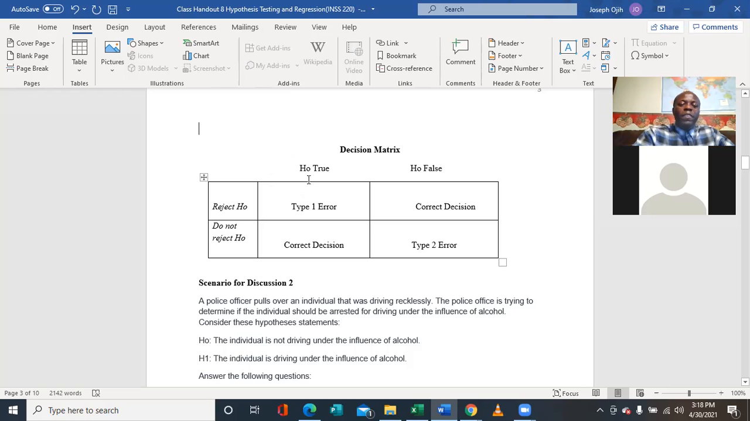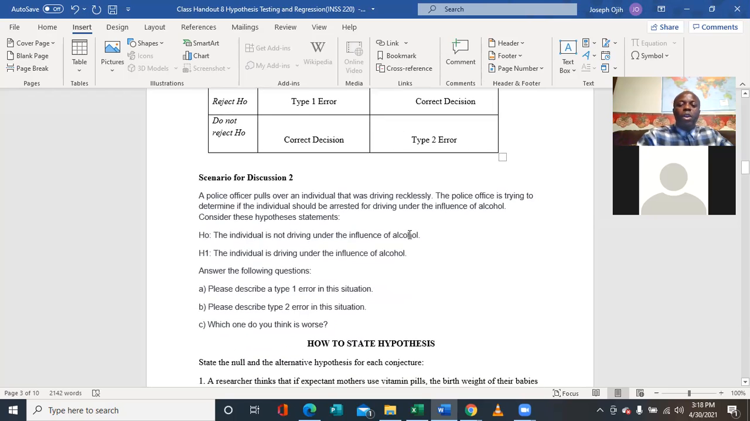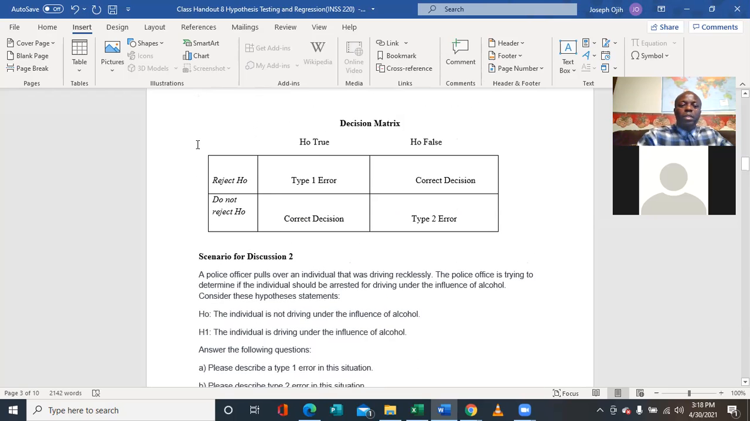So now this here says if H0 is true and you rejected it, that's reject H0, that means you have committed a type 1 error. If H0 is false and you reject it, that means you have made a correct decision. Now, if H0 is true and you did not reject it, you made a correct decision. If H0 is false and you did not reject it, you have committed a type 2 error. So let us see how this works.